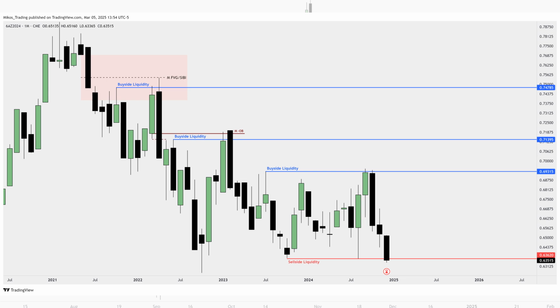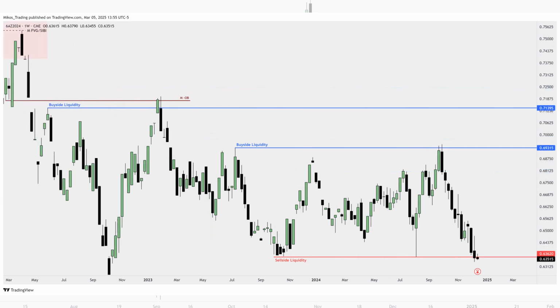Once monthly institutional overflow is determined, we carry our monthly PD arrays to the weekly chart and continue our analysis there. Here we can see the monthly PD arrays on the weekly chart. Our objective is to determine once again if institutional overflow is bearish on the weekly chart.